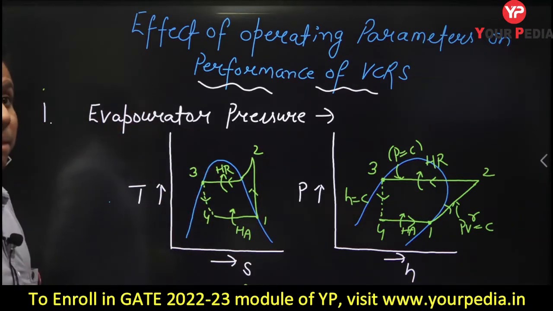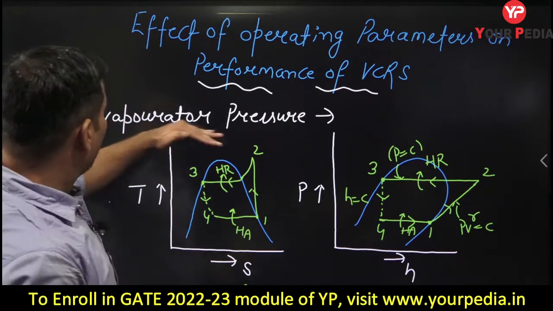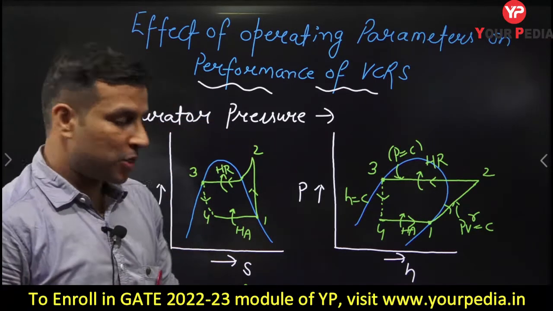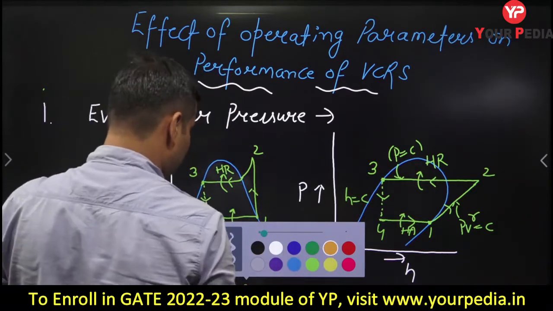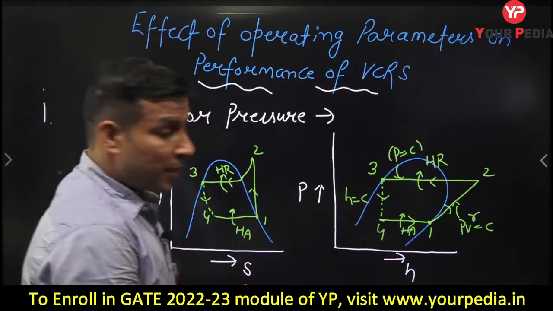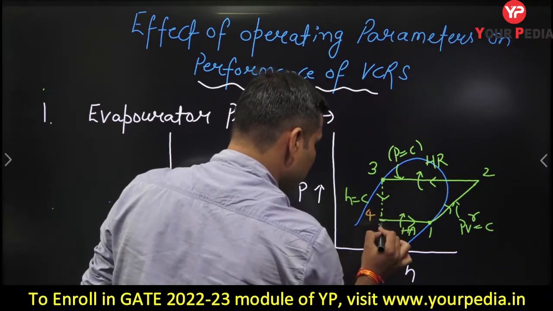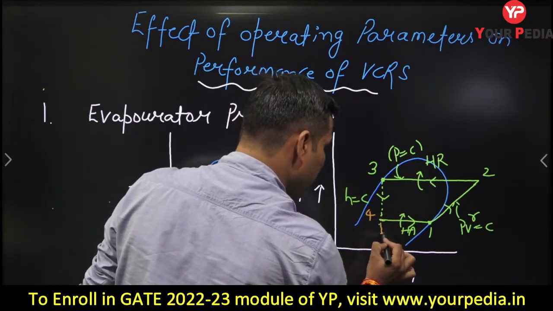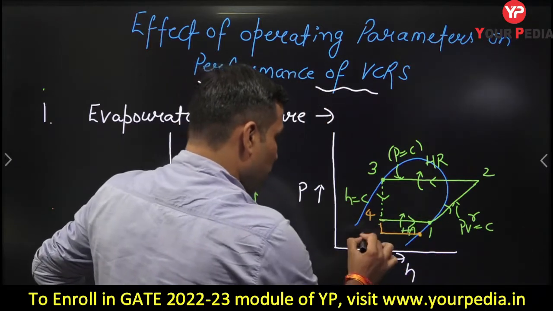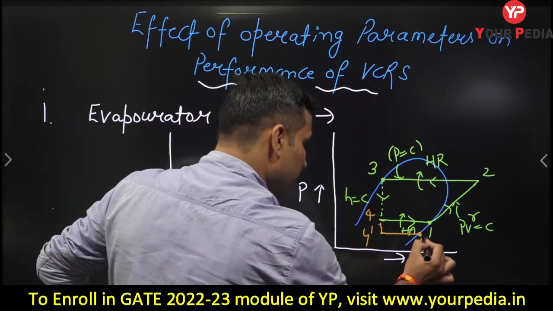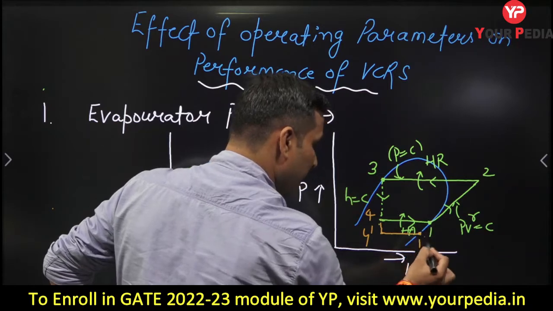Okay. So this is a TS diagram, this is a PS diagram. Now if you want to observe the effect of evaporator pressure, let me take a case of decreasing the evaporator pressure. If you decrease the evaporator pressure, this is the evaporator pressure. Suppose this point is 4 dash and this point is 1 dash.